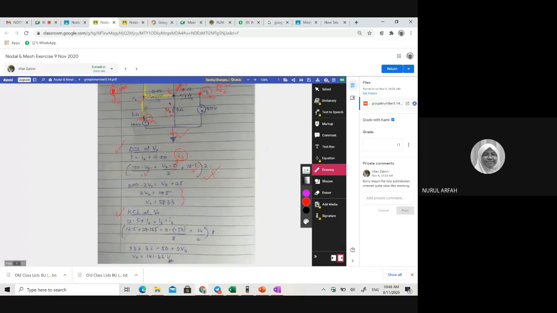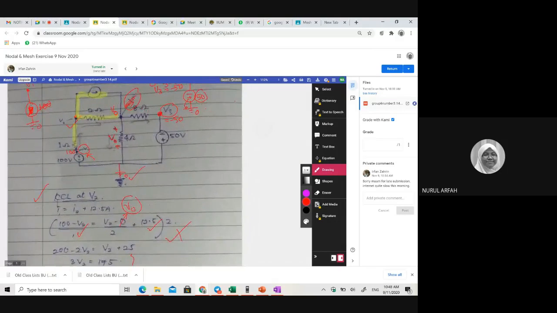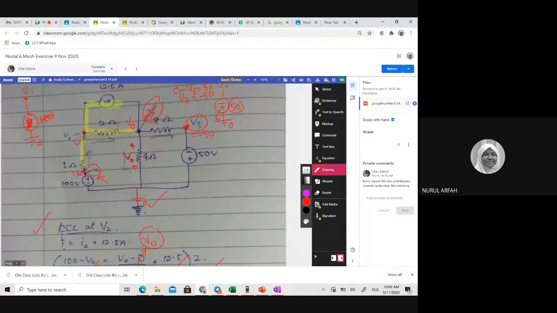KCL at V node. Where is the KCL at V node? Okay, KCL at V node. Why did this group mention V node? Because at V3 they already know the value is equal to negative 50. At V2 it is unknown, so this is one of your aims, and another aim is at V node. At V1 the value is already known, so you just apply KCL.